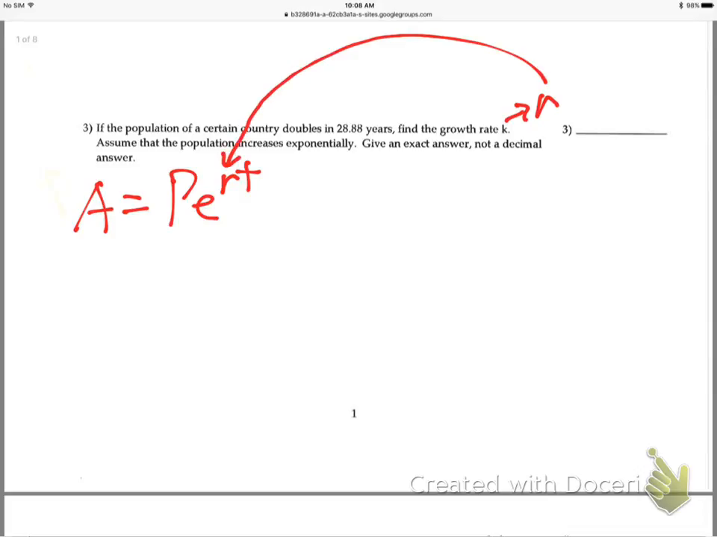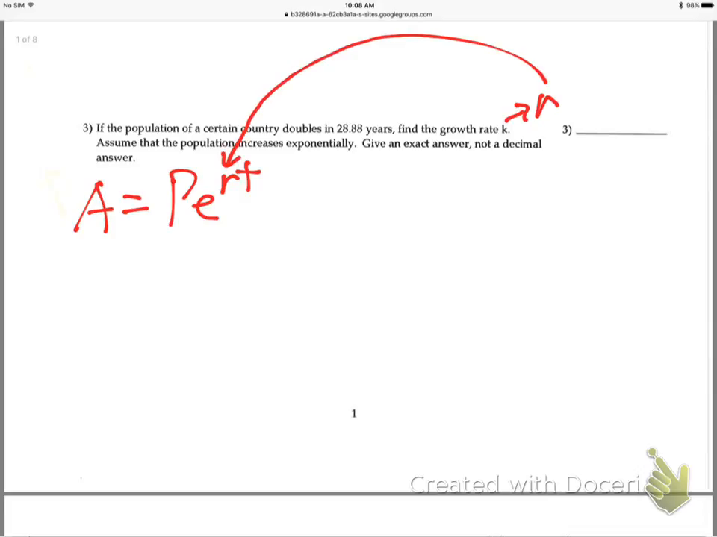All right. We're talking PERT again, right? Whenever we have populations increasing, decreasing, money increasing, decreasing continuously, that'd be the PERT formula. Okay. Population doubles in 28.88 years. Oh, when they say growth rate K, they mean R. R, K, it's all the same thing, right? They mean what you have right there.